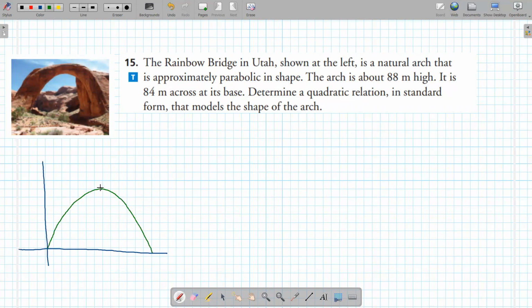So this point on the y-axis is 88. And we know it's 84 meters across at its base, right? So that means the distance from here to here is 84. What does that mean for us in our graph?